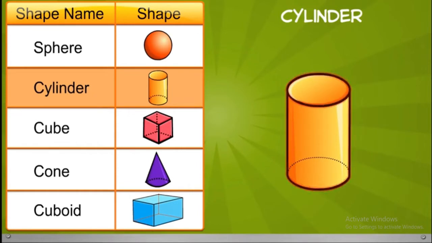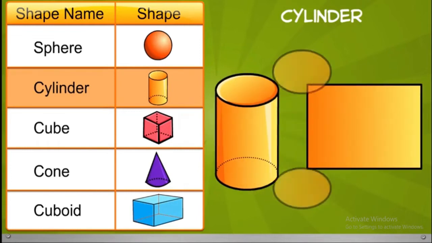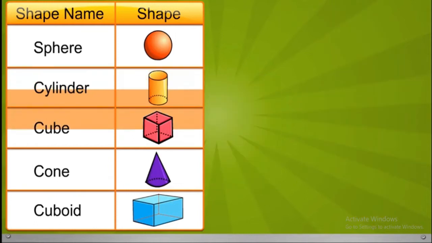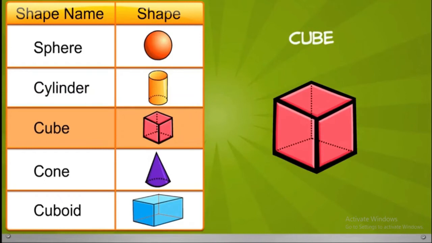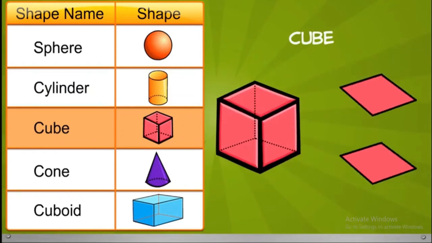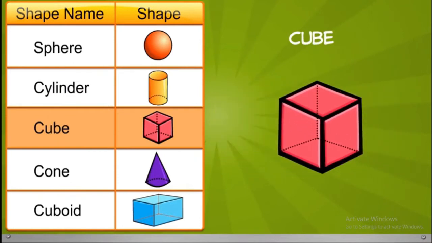Look for two shapes that form a cylinder. Can you see a rectangle and two circles at its two ends? A cube looks like this. You can keep two squares one above the other and join the corners to get a cube. Isn't it easy?